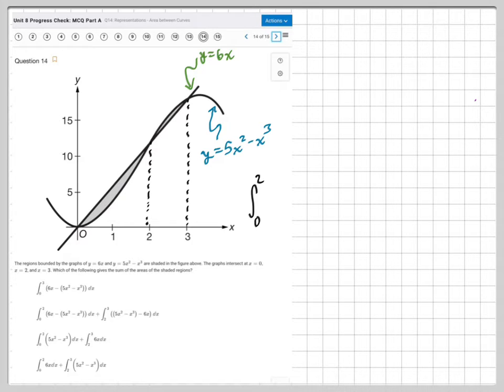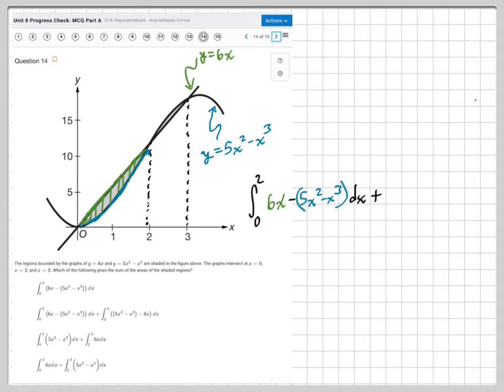Okay, so first is the 0 to 2 one. For this one, we have the top curve minus the bottom curve, and that'll give us the region that we want left over. And so we're going to say top curve, which is the 6x, minus the bottom curve, which is the blue one. And then for the other one, we're going to add from 2 to 3.